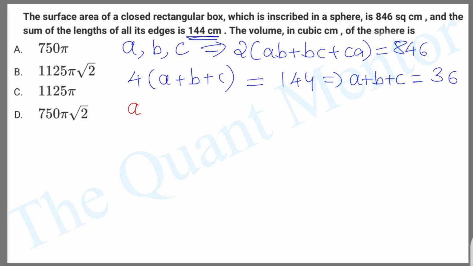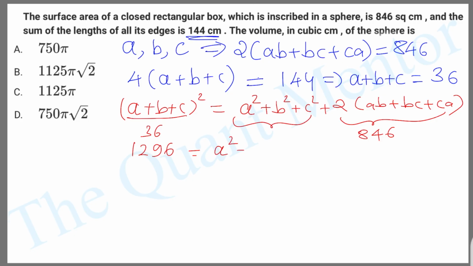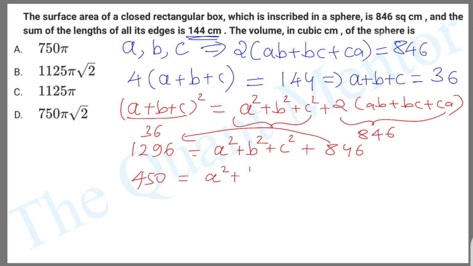And now we are going to use the algebraic identity: A plus B plus C the whole square is equal to A square plus B square plus C square plus twice of AB plus BC plus CA. Just putting in the values, A plus B plus C is 36, twice of AB plus BC plus CA is 846. 36 square is 1296. 1296 is equal to A square plus B square plus C square plus 846. Taking 846 to the left hand side, we get 450 is equal to A square plus B square plus C square.